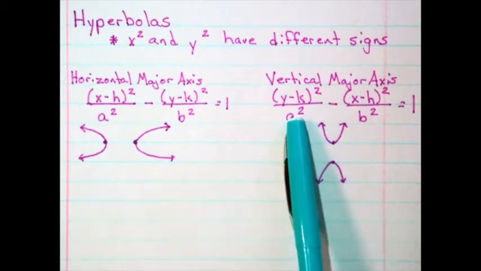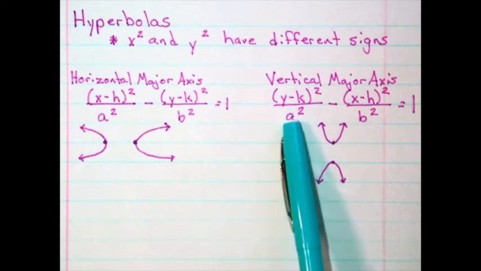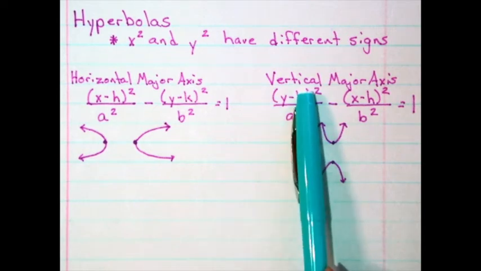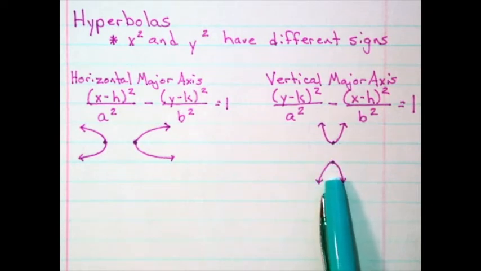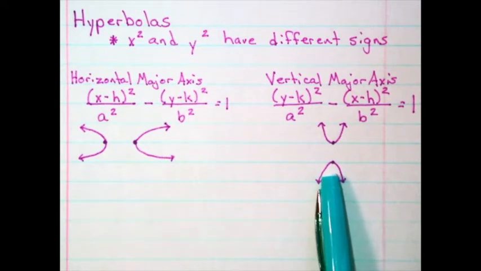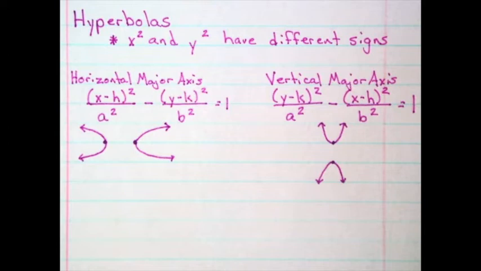If the y squared term comes first, and it's the positive one, then we're going to have a vertical major axis. So it looks like a parabola with a parabola being reflected from it, vertically, up and down. Now, there's a new piece to hyperbolas, and hyperbolas have asymptotes.